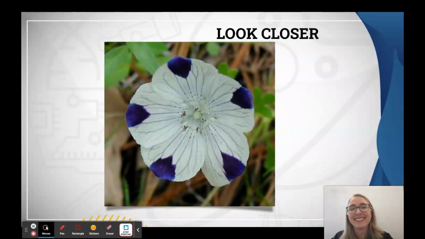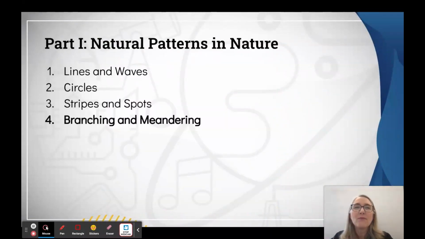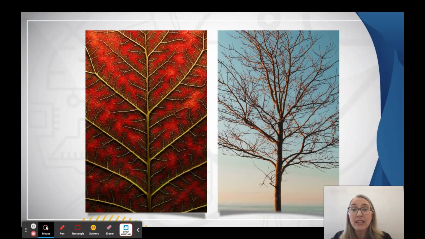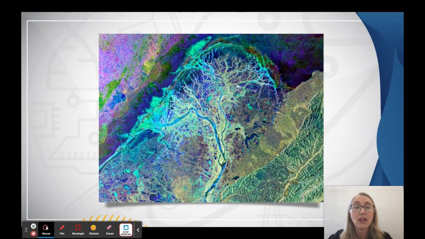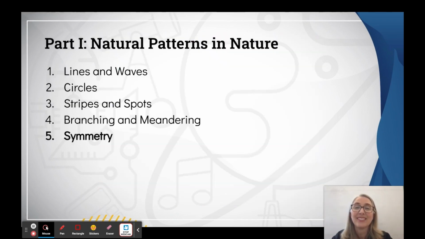Pretty cool, huh? We can also find branching and meandering going on in nature. So this leaf has incredible branches coming out of the veins that almost mimic the tree that it came from. In the same way, we've got this incredible meandering path that looks like a snake as this river just meanders through this floodplain. When seen from space, you can see it meandering, but also branching off into these smaller branches that almost look like the tree that we saw earlier.